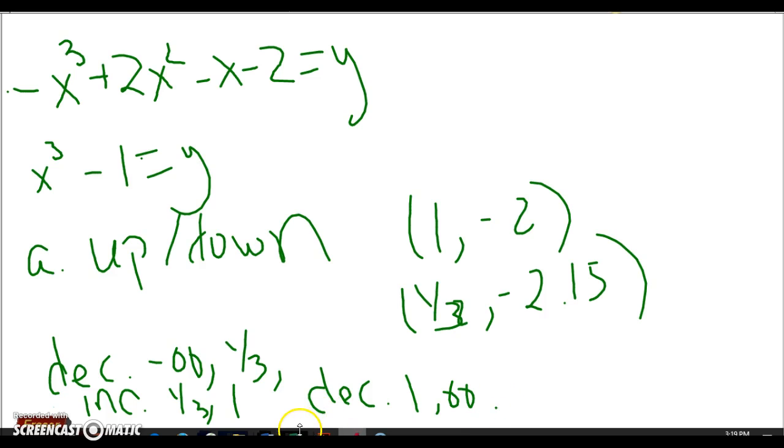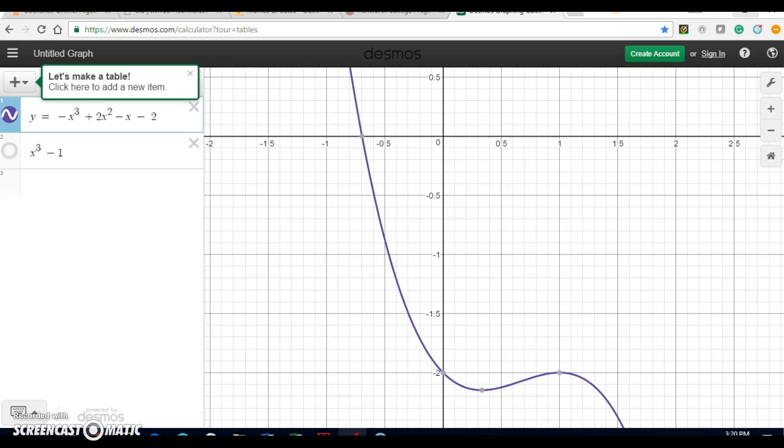Alright, so now let's take a look at, I can't get my other pens. I want to try another color. It won't come up for me. I'm sorry about that. Let's try the next one.